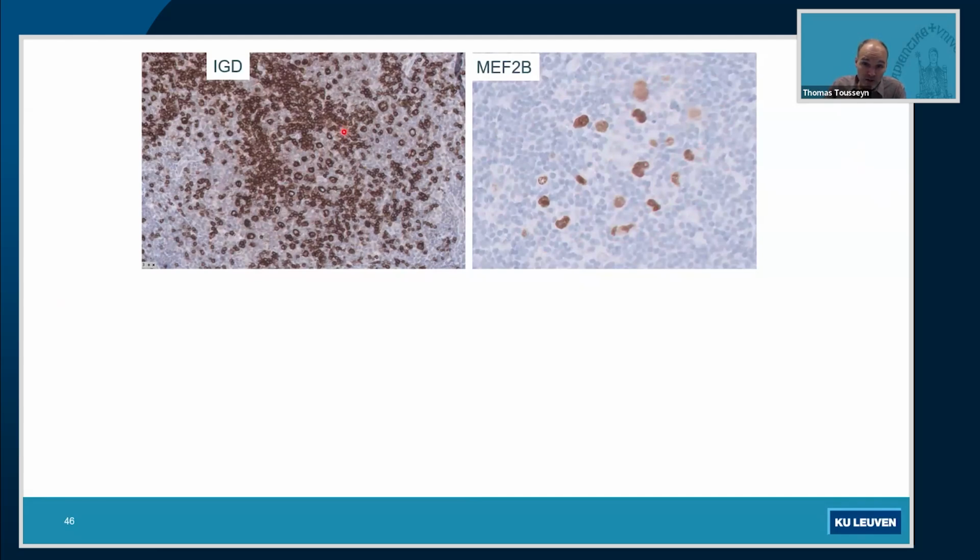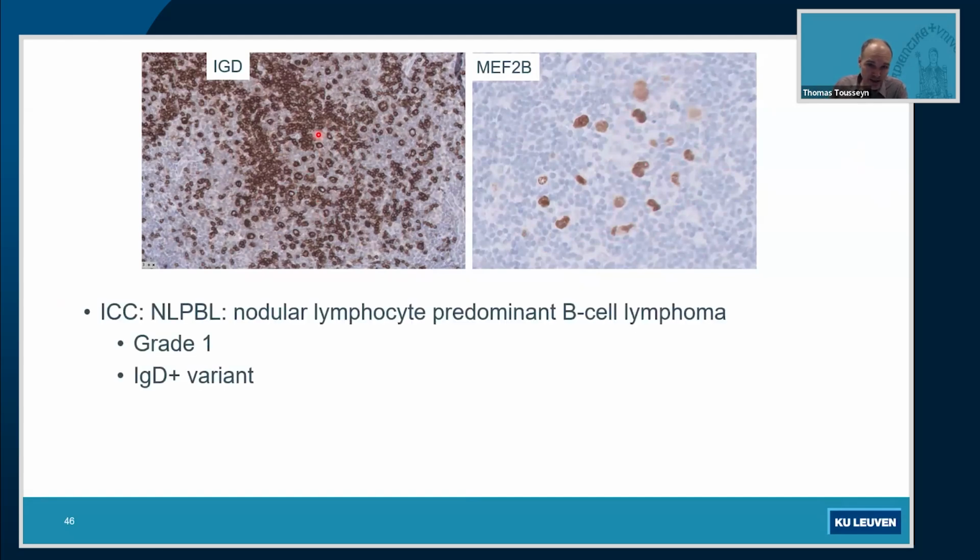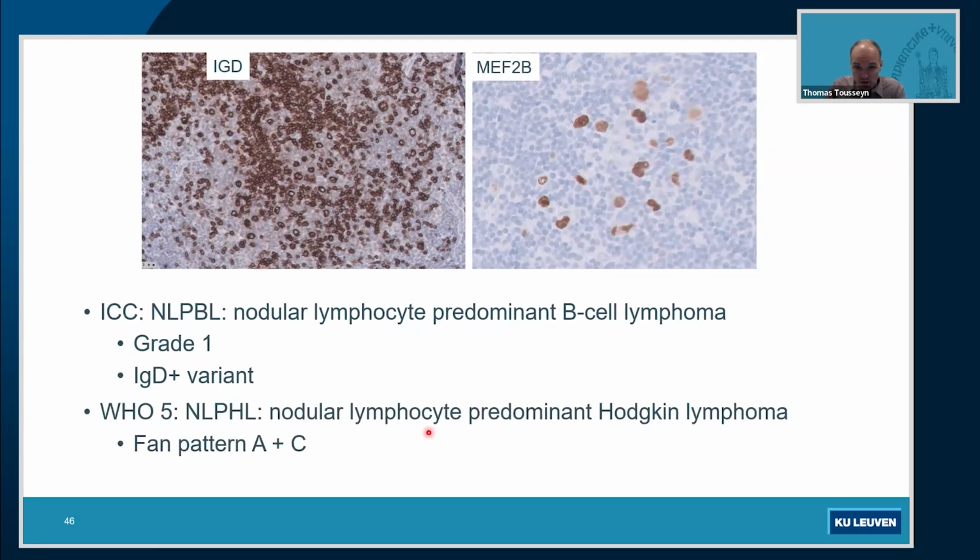And interestingly, this case was also IgD positive. So we made a diagnosis of a nodular LP B-cell lymphoma, according to the ICC grade 1 and the IgD positive variant, which is a variant or a subtype that has been associated with an infection of Moraxella catarrhalis. In the WHO, this would be called nodular LP Hodgkin lymphoma, fan patterns A plus C.